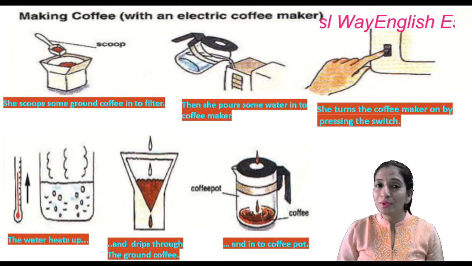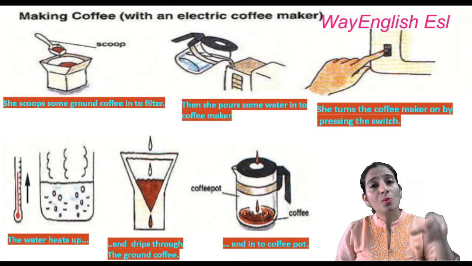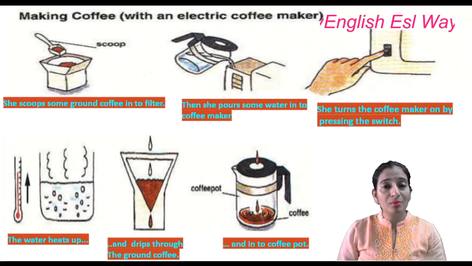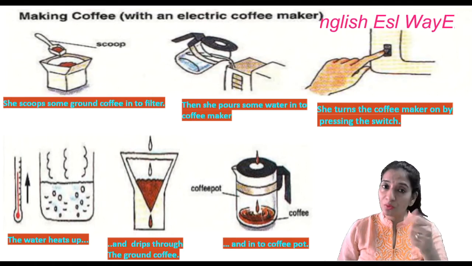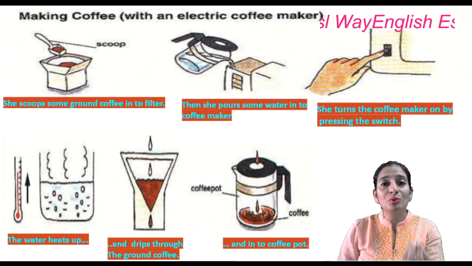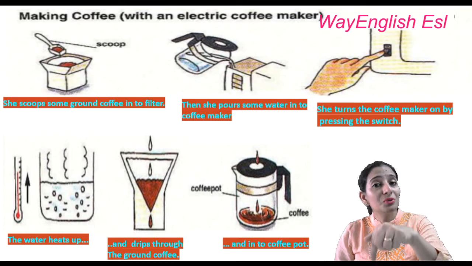Now what does she do next? She pours some water into the coffee maker and she turns on the coffee maker by pressing the switch, the way it is in the picture. And as the water heats up, it starts dripping through the ground coffee into the pot.